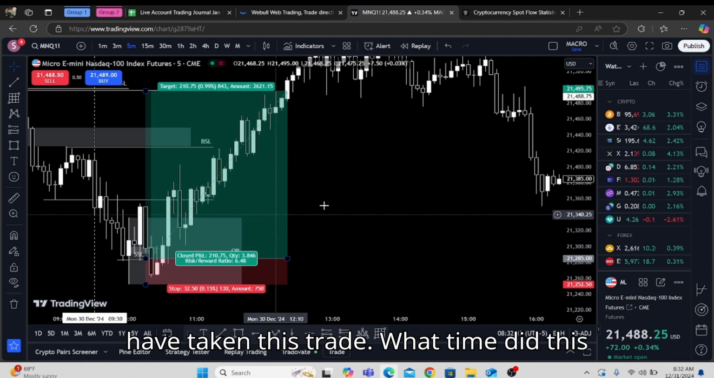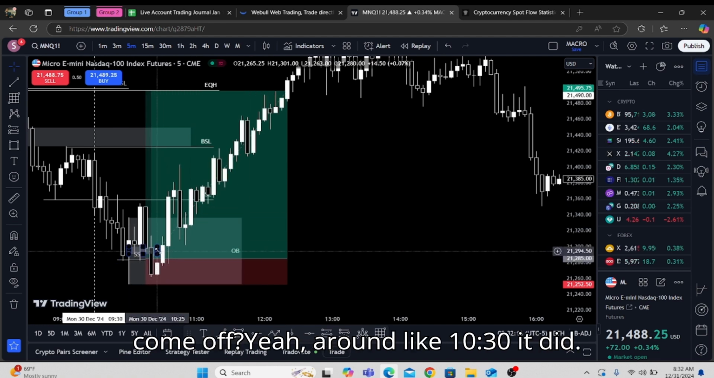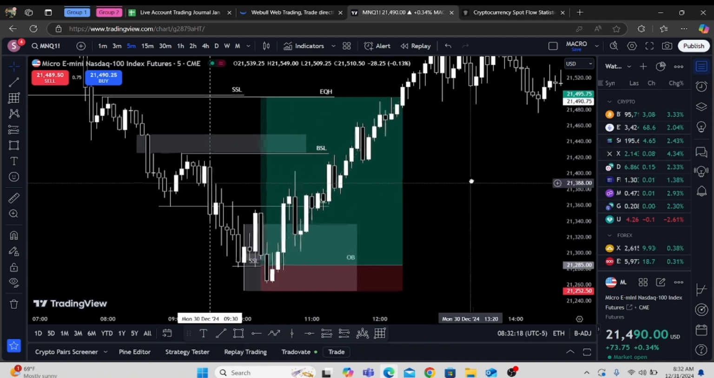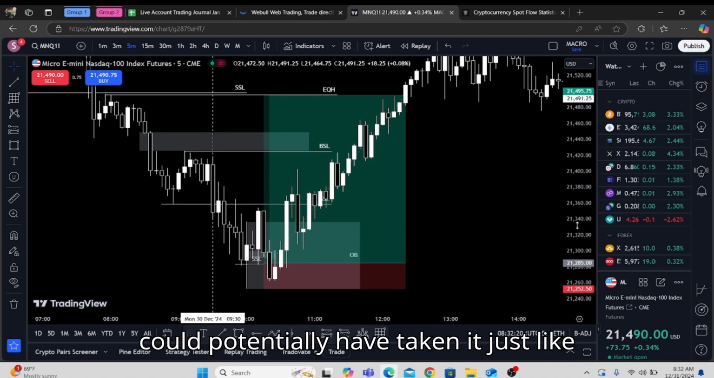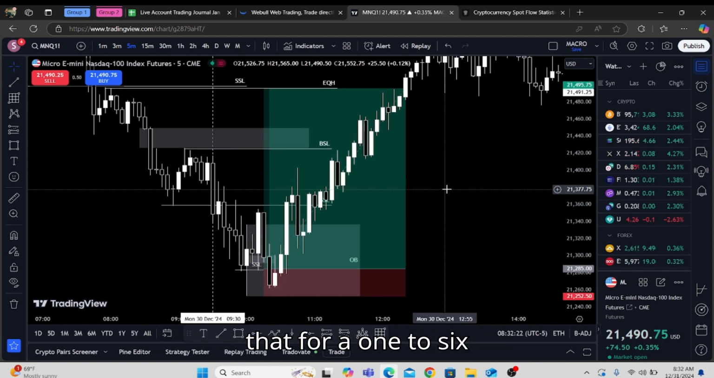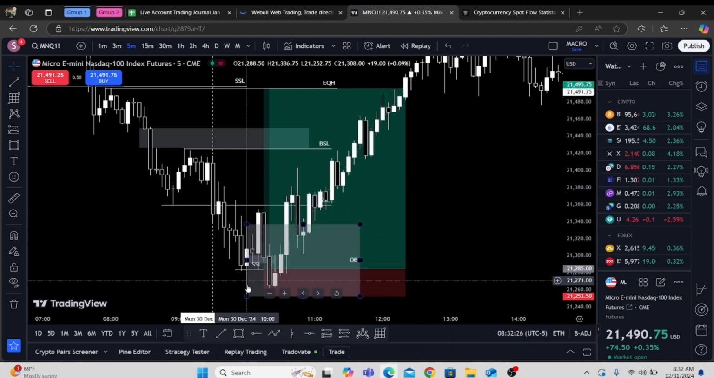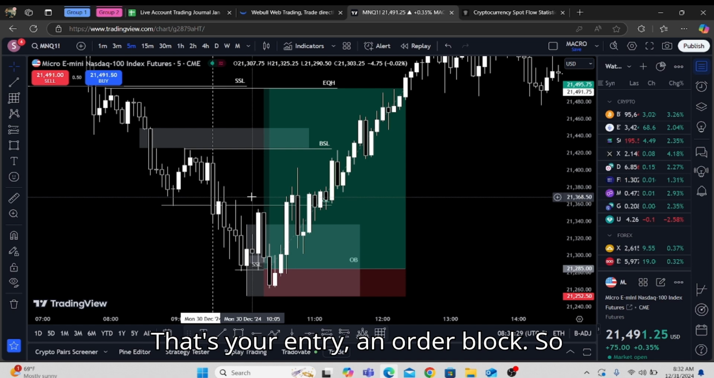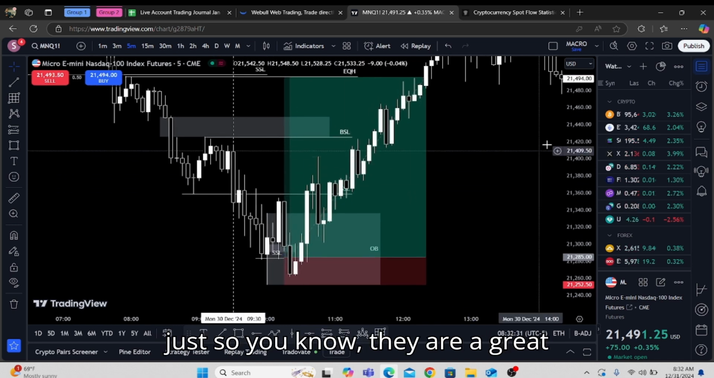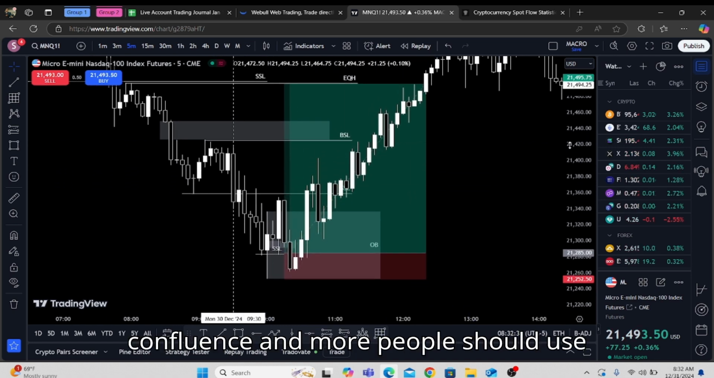I would have taken this trade. What time did this come up? Yeah, around 10:30 it did. But that's a trade right there, and you could potentially have taken it just like that for a 1-to-6, purely based off of an order block. That's your entry, an order block. So just so you know, they are a great confluence, and more people should use them.